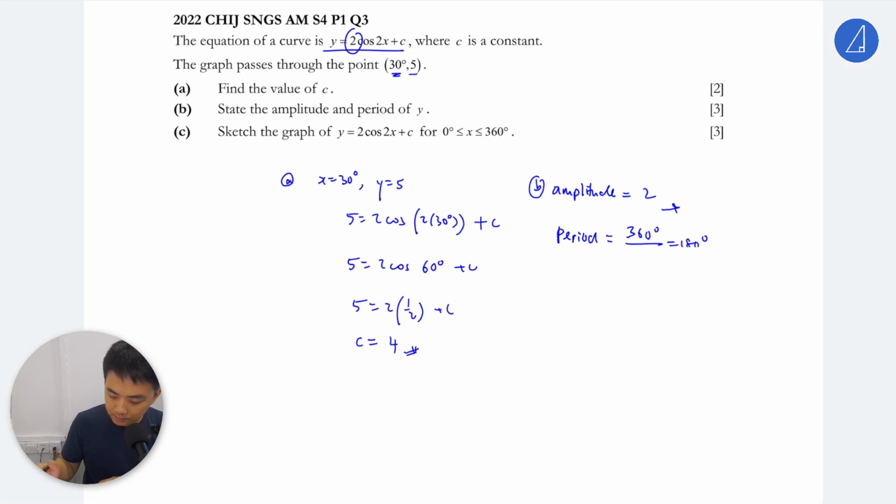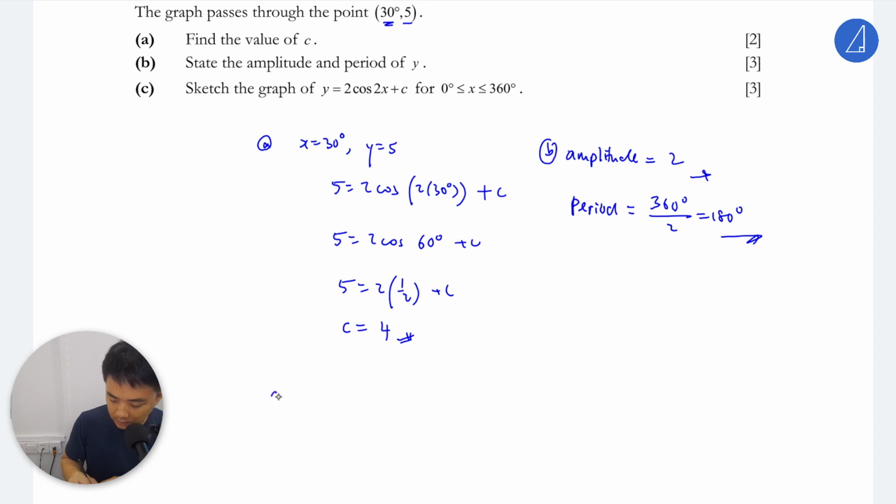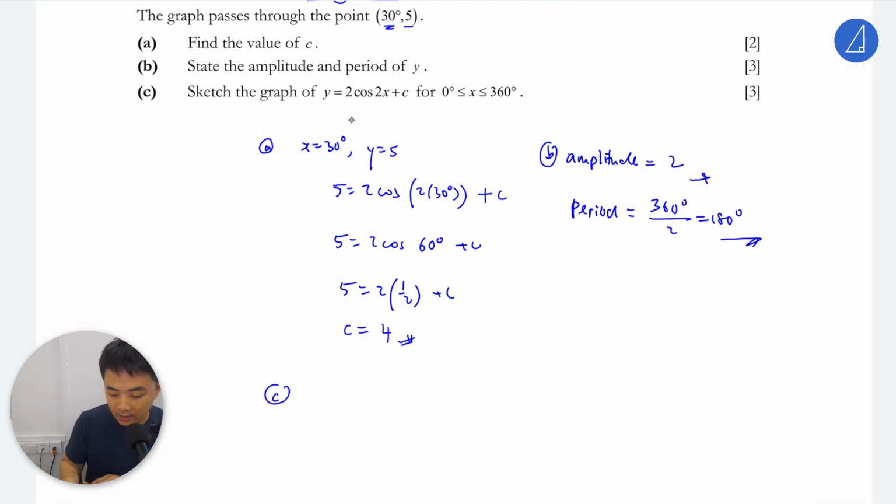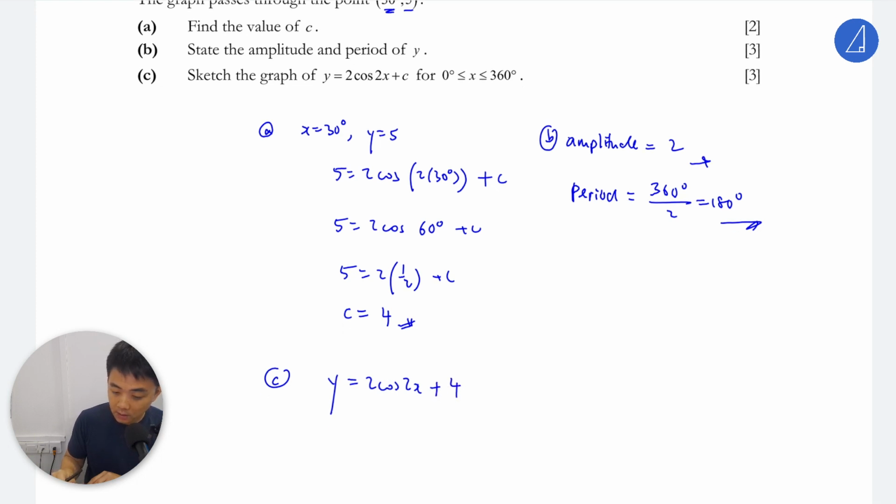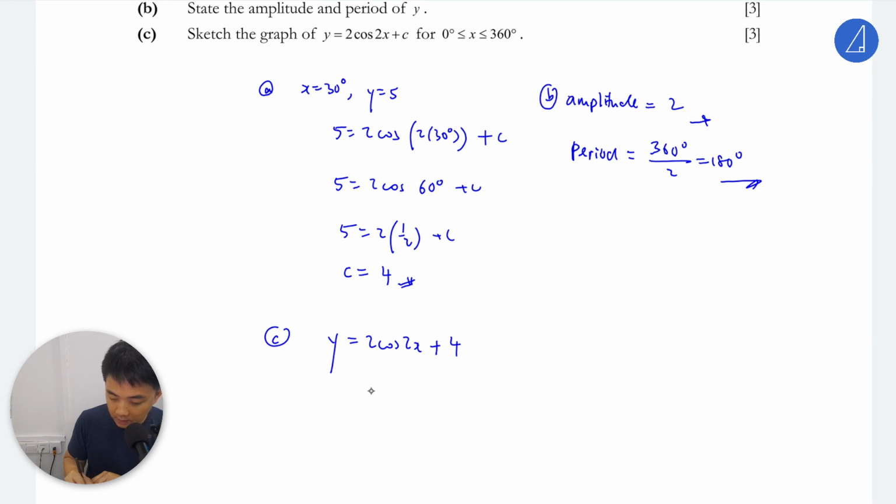Okay, so that's it. For part C, sketch a graph of Y equals 2 cosine 2X plus 4. Can you remember what we need to do? The period is 180. So for 360, we want to find the number of cycles. It is 180, so this will be 2. Twice of it. We are drawing 2 cycles.